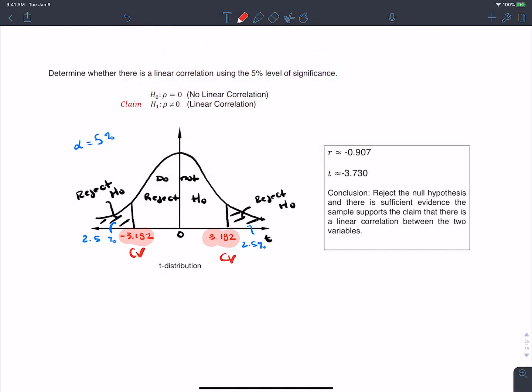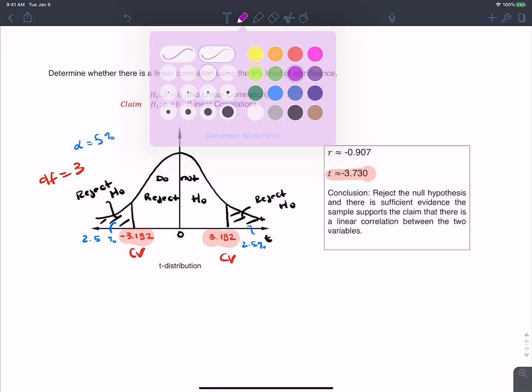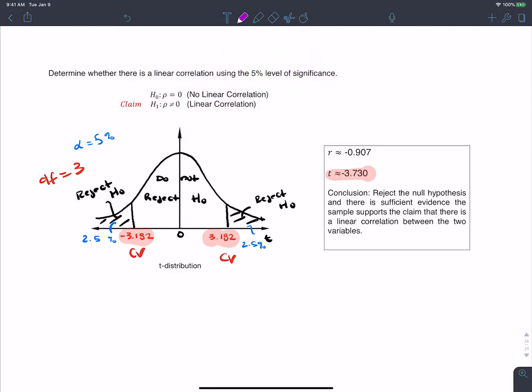Don't forget, degree of freedom is going to be what here? 3. So, what was the test statistic value again? Negative 3.730. So, that is to the left of negative 3.182. So, your test statistic is out here. Is that true? Because this is where negative 3.730 would be.